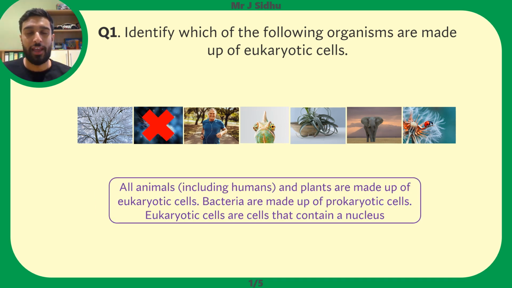If you selected the second one as being an example of an organism which is not made up of a eukaryotic cell, then you are correct. So please remember that all animals, including humans and plants, are made up of eukaryotic cells. Bacteria, however, are made up of prokaryotic cells, and if you don't know what that is, then please watch my video on prokaryotic cells. And just a reminder that eukaryotic cells are cells which contain a nucleus. So from that you can infer bacteria, which are prokaryotic cells, do not contain a nucleus. So well done if you got that question right.